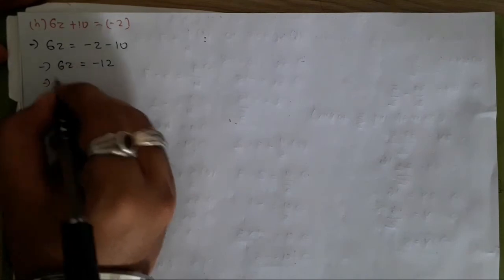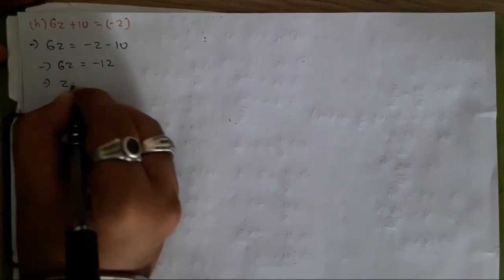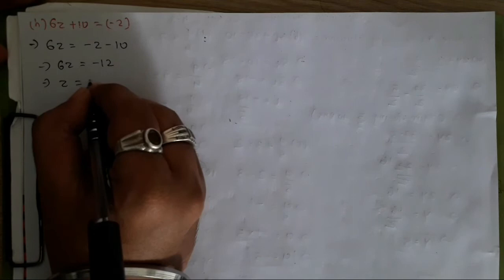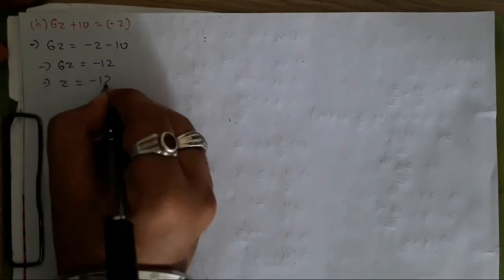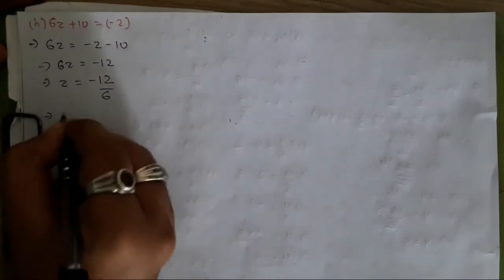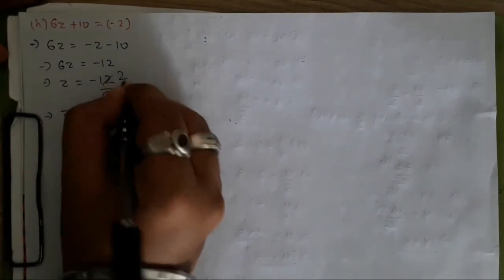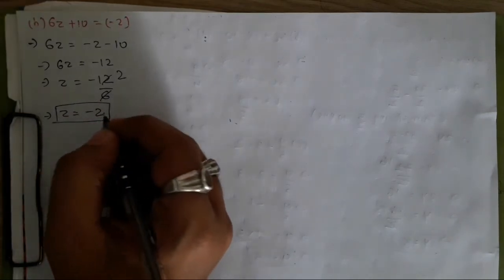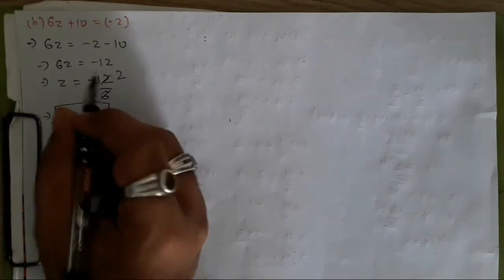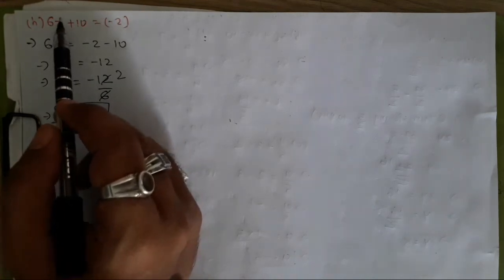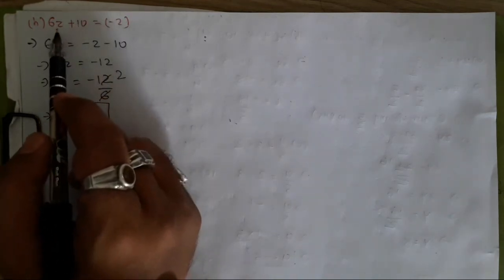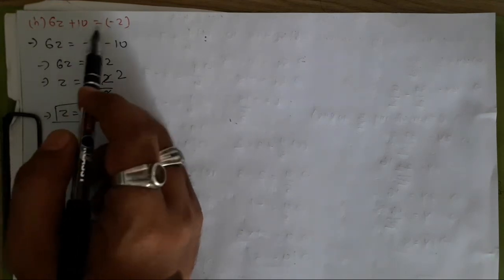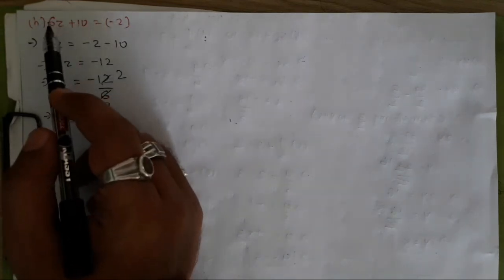Now this is the value of 6z. Now I have to find the value of z. So for that, z is equal to, 6 will come in division, minus 12 divided by 6. Now we all know 6 2s are 12, negative sign is here, then it will become minus 2. So z is equal to minus 2 is the solution for the given equation. If I put minus 2 here in place of z, then I will get minus 2 in RHS. Minus 2 into 6 is minus 12 plus 10, the answer will be minus 2 because here the bigger number is minus 12. Now the bigger number sign is negative.